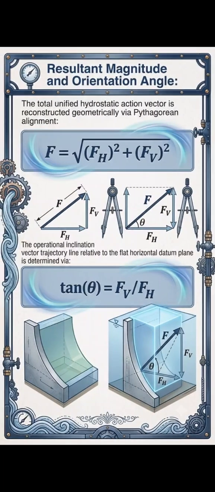Resultant magnitude and orientation angles. The total unified hydrostatic action vector is reconstructed geometrically via Pythagorean alignment. F is equal to the square root of Fh squared plus Fv squared. Here, the operational inclination of the vector trajectory line relative to the flat horizontal datum plane is determined by tan theta equal to Fv by Fh.